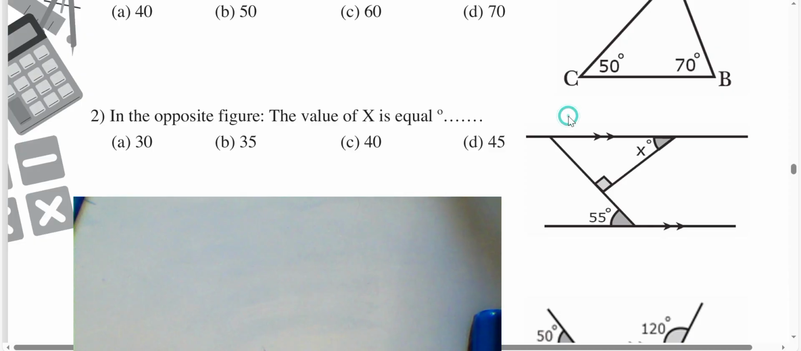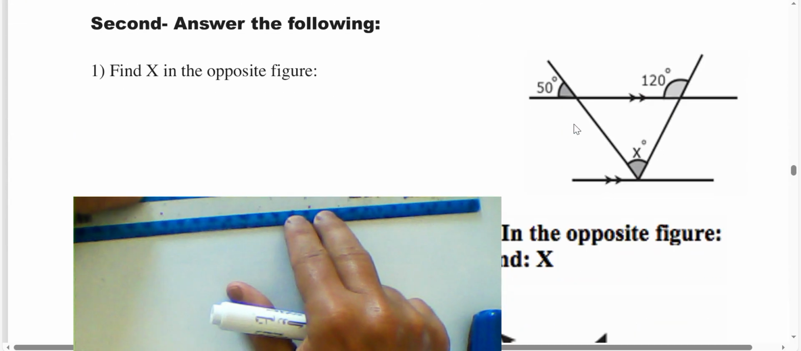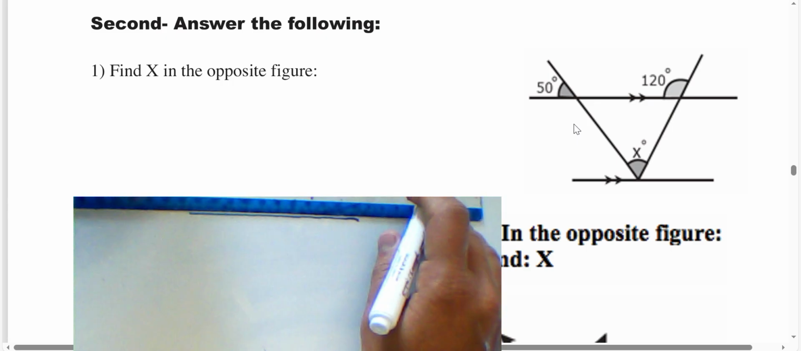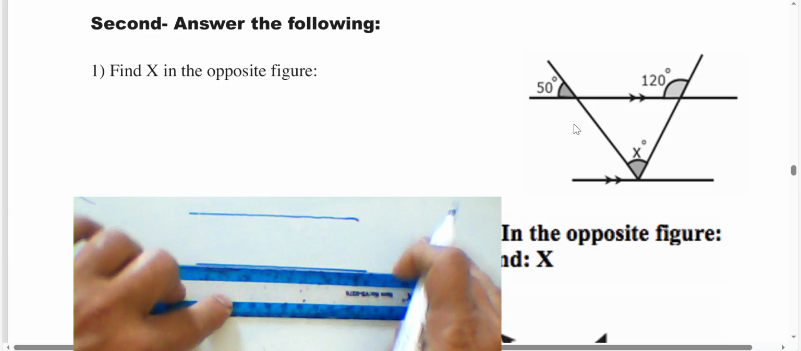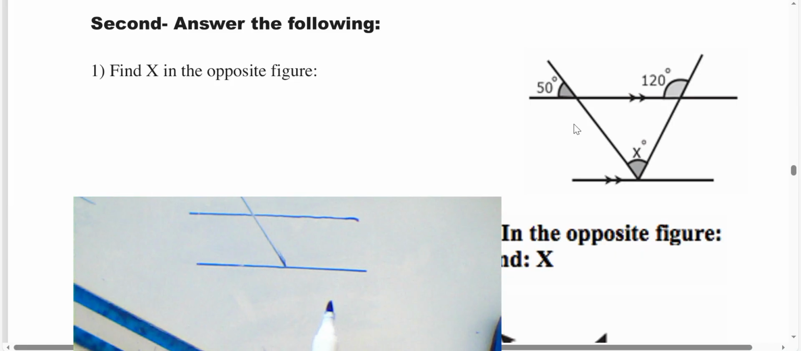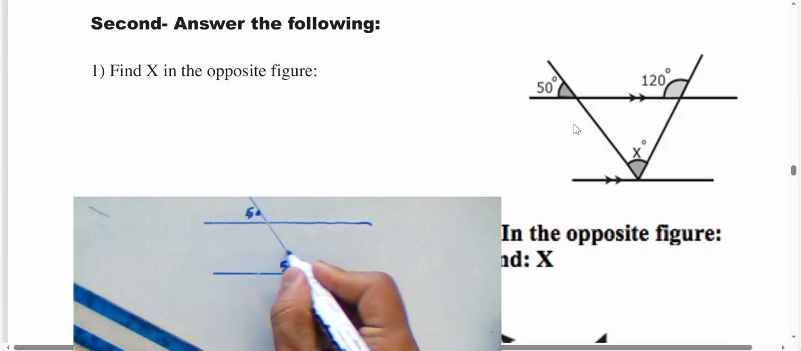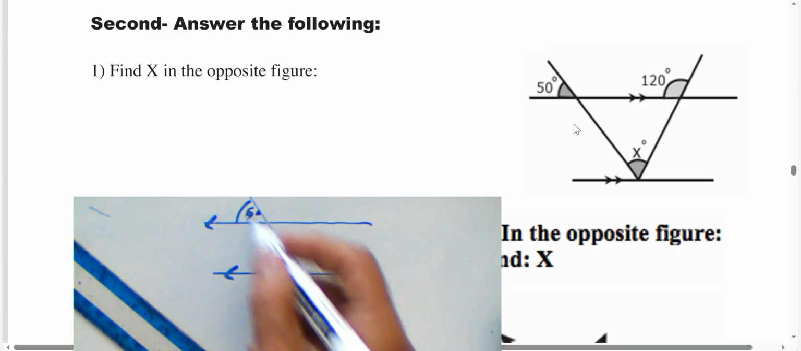Next example. We have two parallel straight lines here, like this. Two straight lines, the first straight line and the second straight line, and the third cuts them here. This angle here was 50 degrees. This angle will be 50. We have corresponding angles because two straight lines here are parallel and the third cuts them.